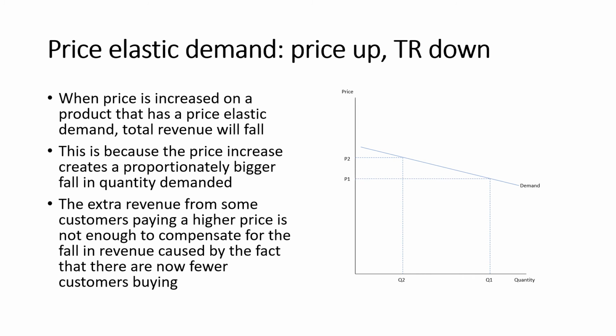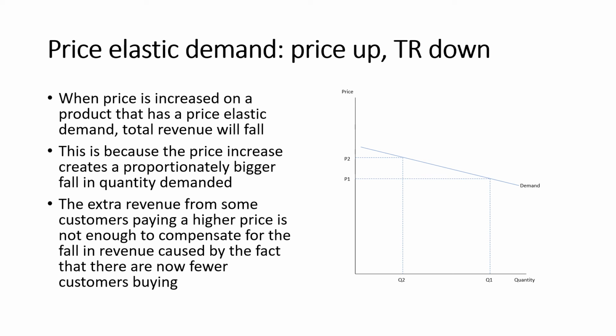Okay, let's turn our attention now to price elastic demand. So when price is increased on a product that has got a price elastic demand, total revenue will fall. This is because the price increase creates a proportionately bigger fall in quantity demanded. So the extra revenue from some customers paying a higher price is not enough to compensate for the fall in revenue caused by the fact that there are now fewer customers buying.